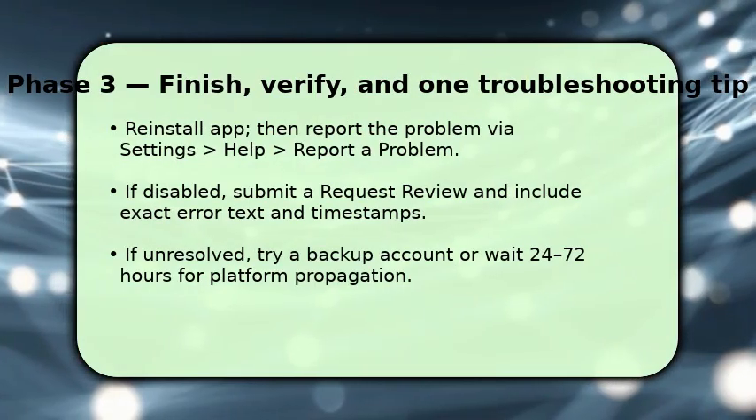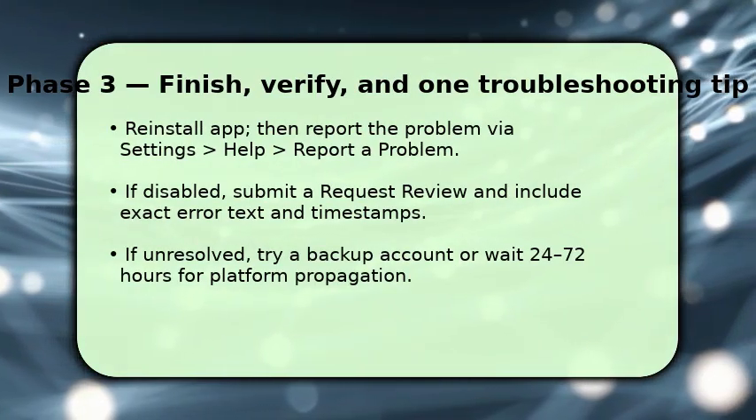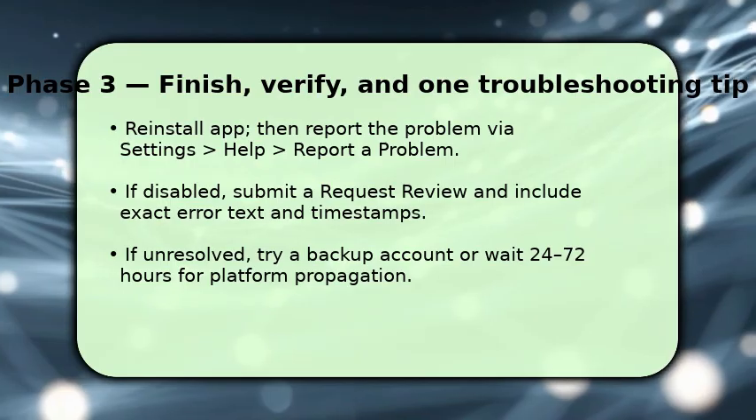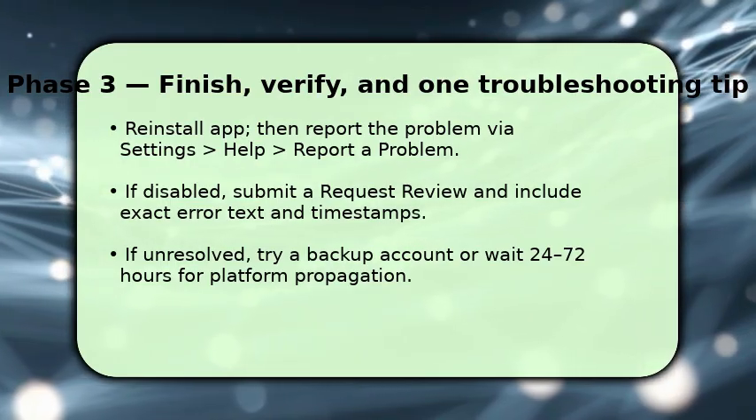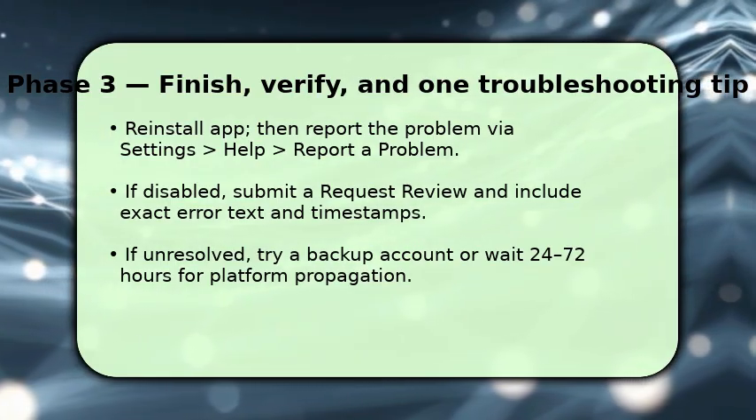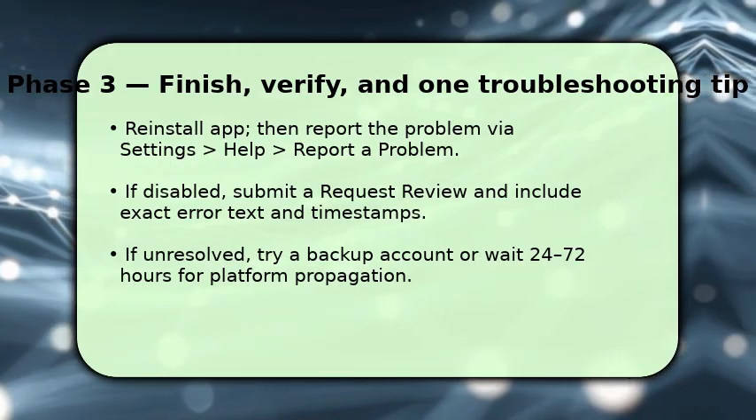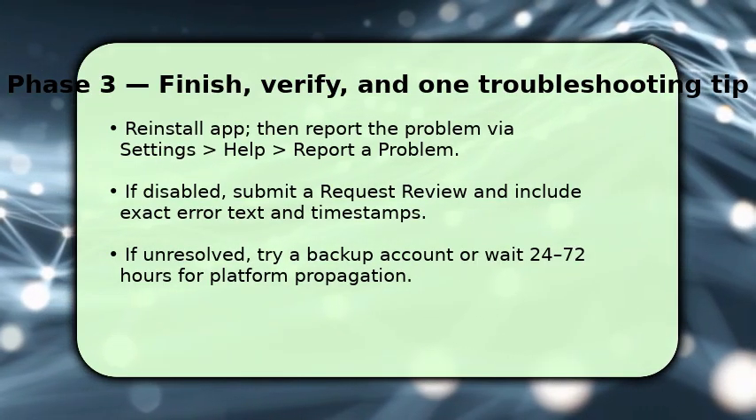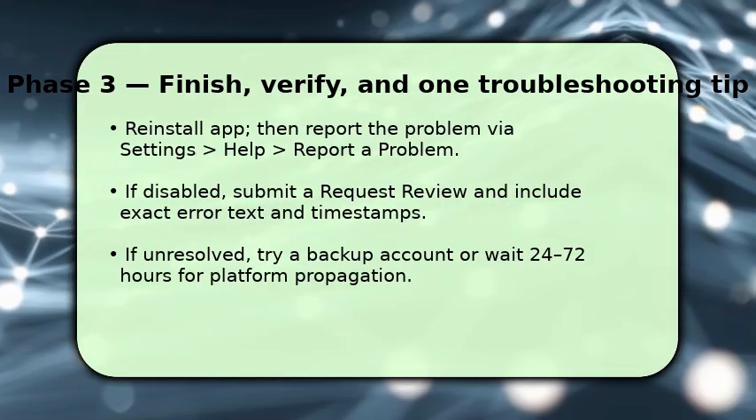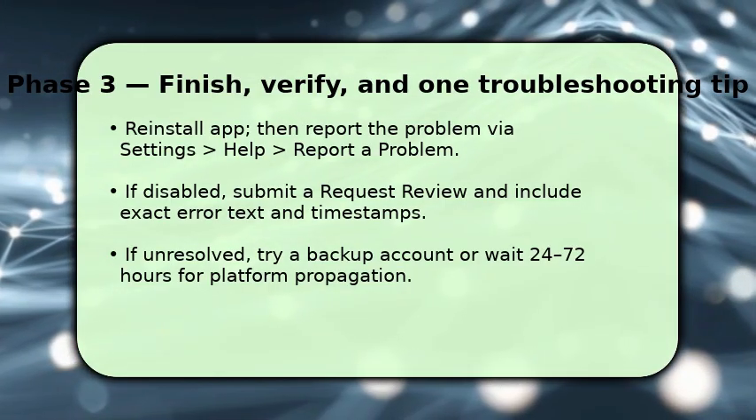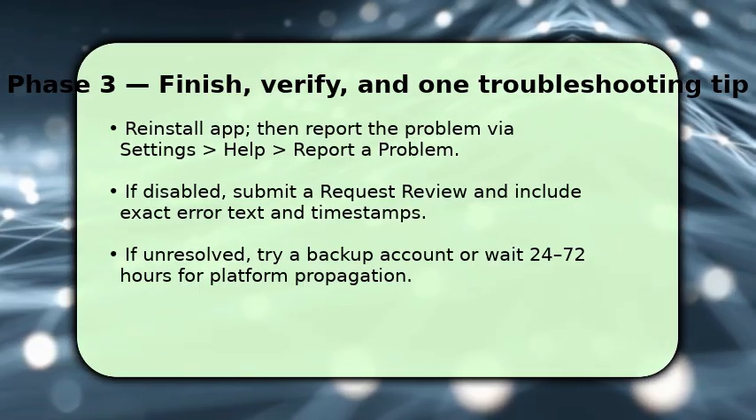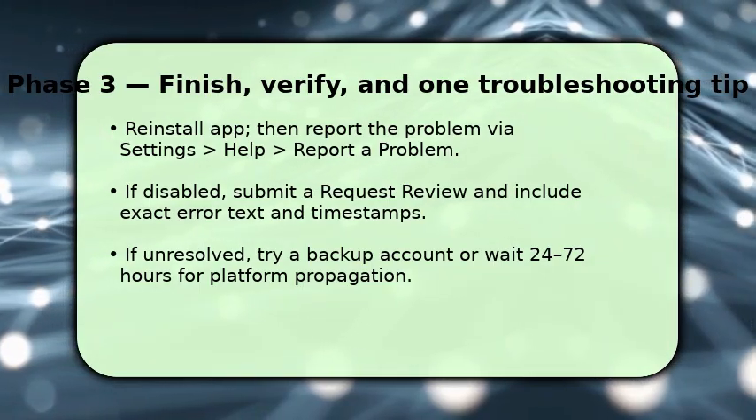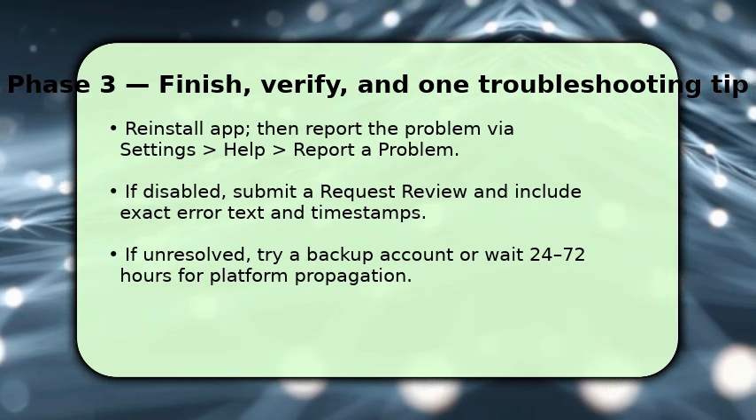Finish by taking decisive corrective steps. Reinstall Instagram, log in, and use settings help report a problem with screenshots and exact wording of the error. If the account was disabled, submit a request review and attach proof of identity or ownership when asked. Make sure to document timestamps and any recent changes you made. If nothing changes, wait 24 to 72 hours for staff review or propagation.